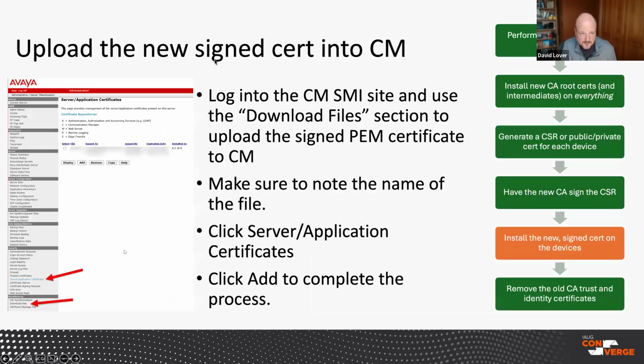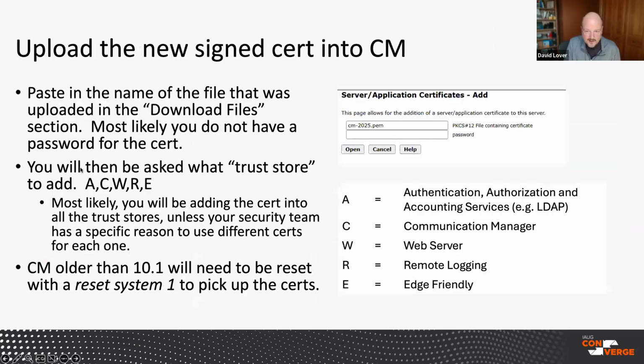And so, as an example, take that new, freshly created identity cert. We're going to go into Communication Manager to actually upload it. And we're going to go into the web interface. We're going to go down to security. We're going to go to server application certificates. It's going to come up. I'm going to say add. And I'm going to enter in the file, where I had quote unquote downloaded, which is actually uploading it. Put the name of the file.